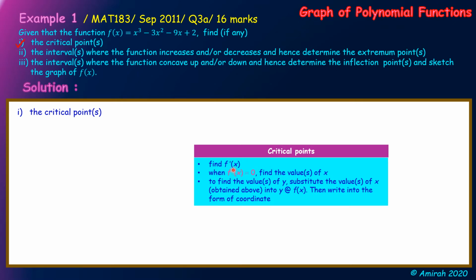First, we need to find f'(x). To find f'(x), we refer to f(x), which equals x cubed minus 3x squared minus 9x plus 2. After that, we differentiate using the sum and difference rule, one by one. Differentiate x cubed using the power rule, so we have 3x squared. Differentiate 3x squared, we have 6x. Differentiate 9x, we have 9. Differentiate a constant, it equals 0. So our f'(x) equals 3x squared minus 6x minus 9.